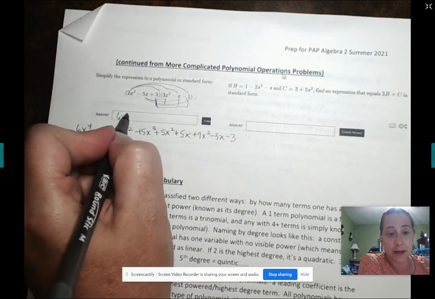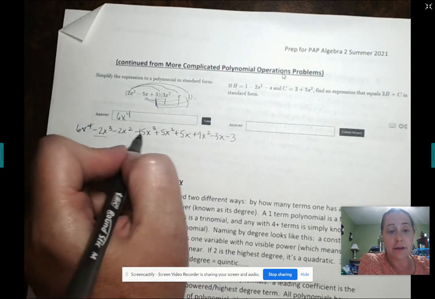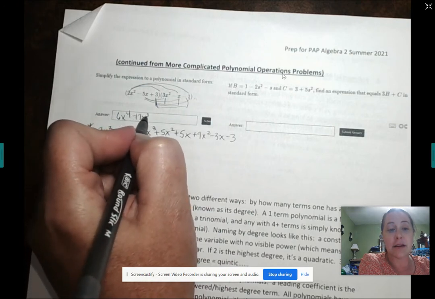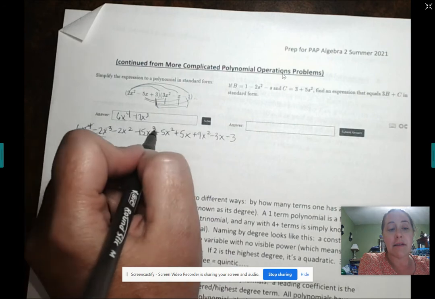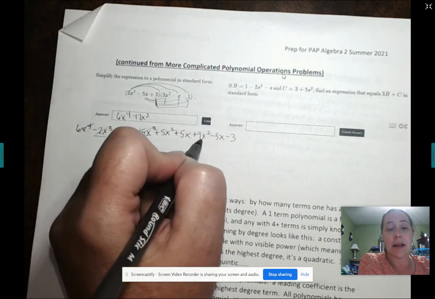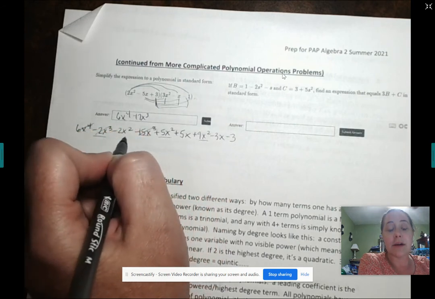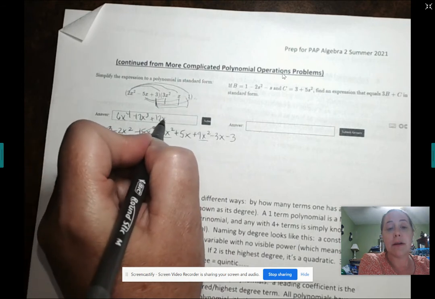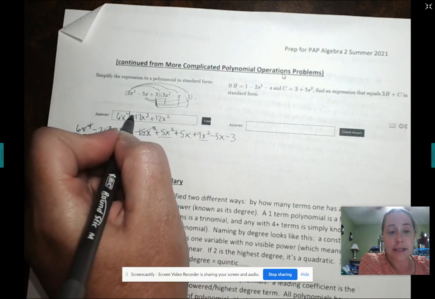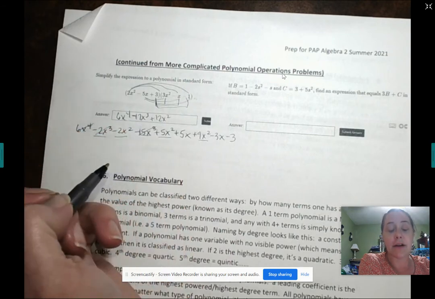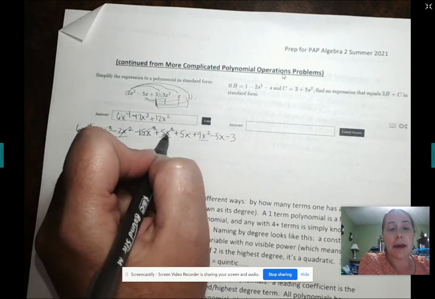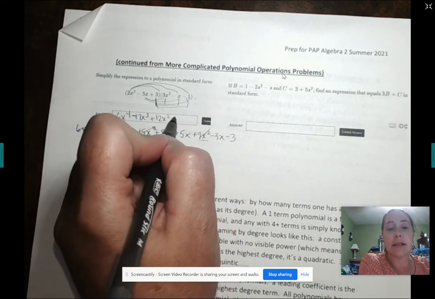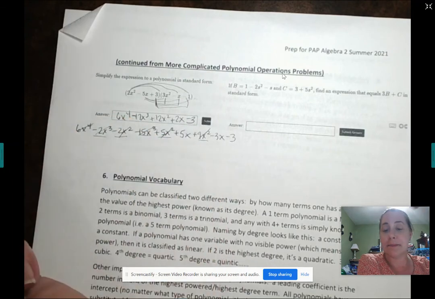So this is my highest power. Then I've got these two that are both x to the 3rd, so that would be negative 17x to the 3rd. Then I've got 9x squared, 5x squared, that's 14, minus 2, that's 12. Okay, so I've got that and that and that. And then I've got my x's, 5x minus 3x. And then I've got a constant.